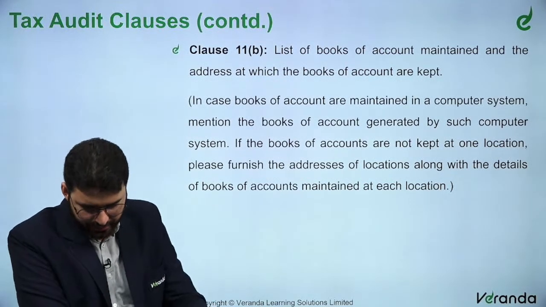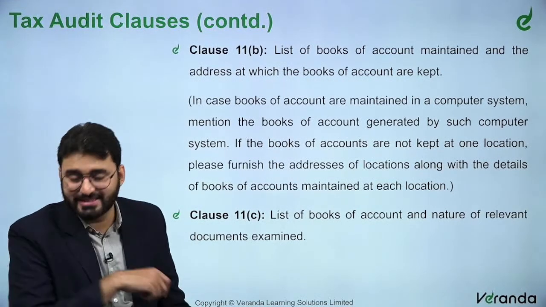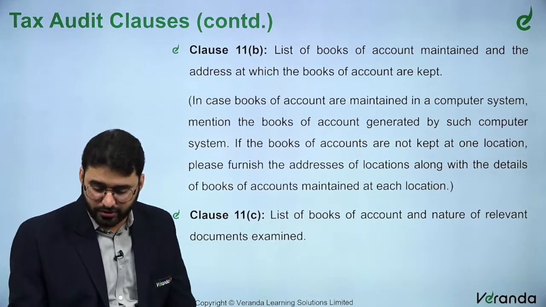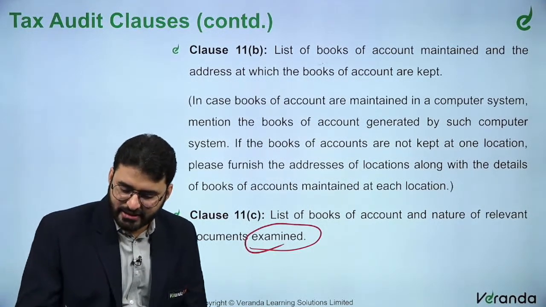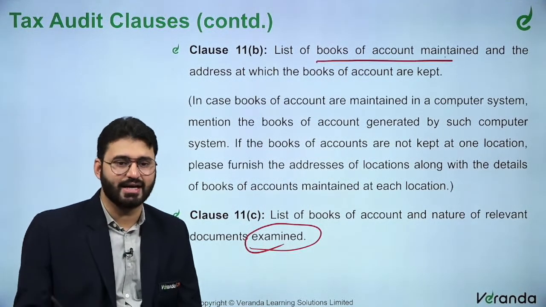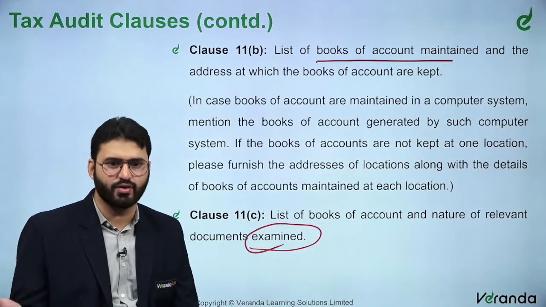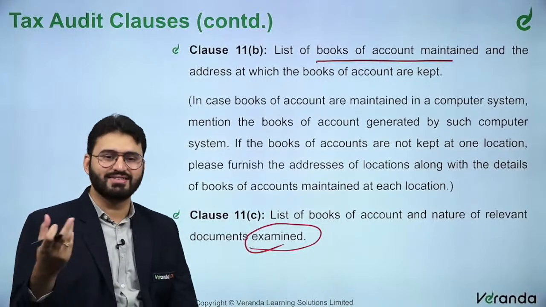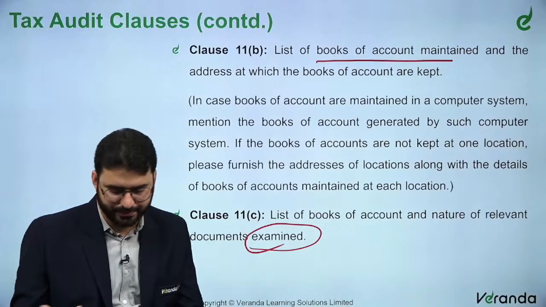Very self-explanatory. List of books of account and nature of relevant documents examined. Sir, this is on the auditor. What books does he maintain? What are the ones that you examine? Mostly everything we will examine. So we'll have to say, we've examined everything, or whatever we've not examined, we'll not mention. We may not have examined certain things. So you'll have to say, this is what I have examined out of 11B, right?